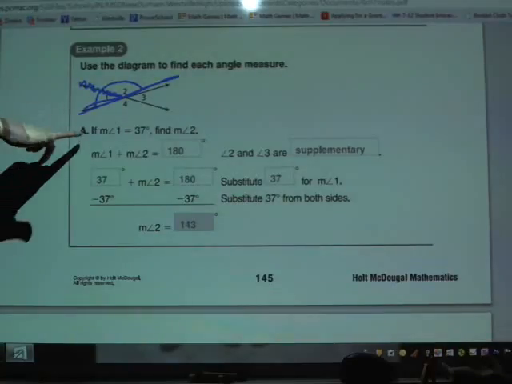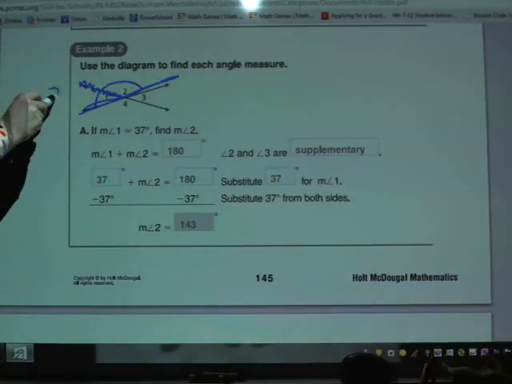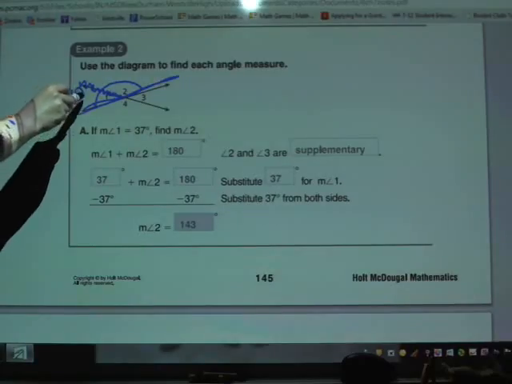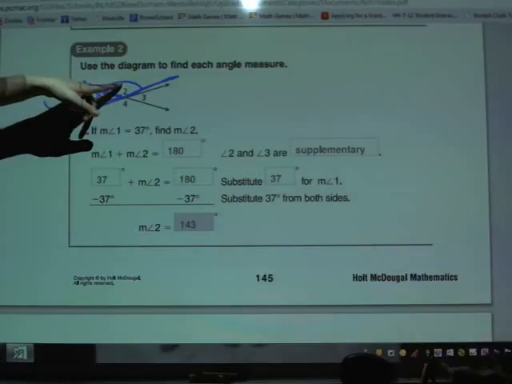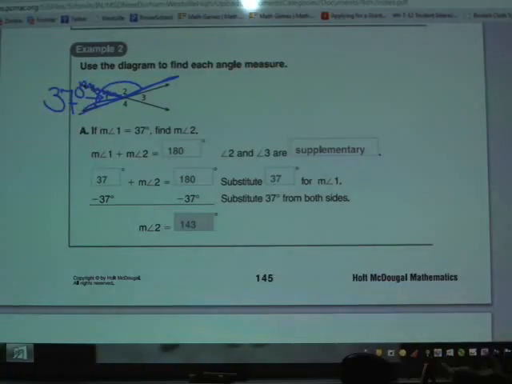Well, what they're telling us here in part A is that this one is 37 degrees. So all I have to do to find angle 2 is figure out how much more I need to get to a full 180 degrees. Well, that's pretty simple because if this is 37 degrees, I'm just going to subtract from 180 and that's going to give me angle 2. And that's exactly what they're doing here. They're doing 180 minus the 37. 180 minus the 37 gets me to 143.